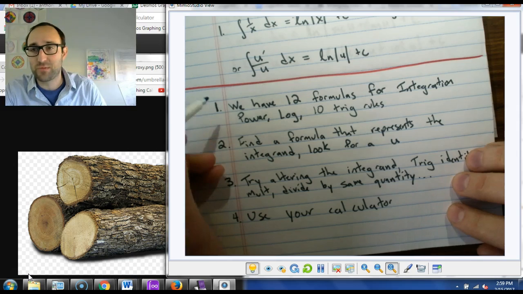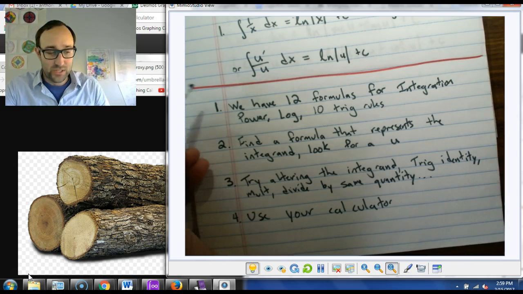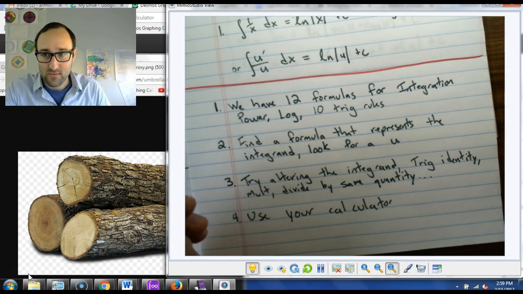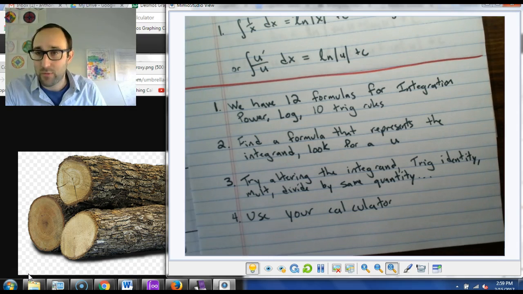So as you're going through some of these problems, you're going to say, I don't know how to do this. I've never seen this before. What do I do? That's fine. Here are some ideas for you. Number 1, you have 12 formulas for integration: power rule, log rule, and 10 trig rules. Know them, memorize them. Know them like the back of your hand, or like your passcode for your phone, or something like that. Know them really well.